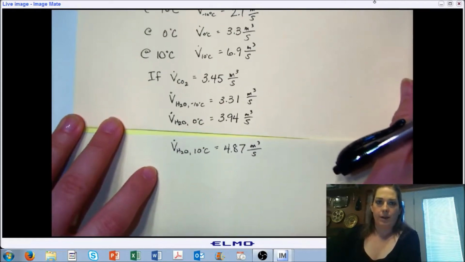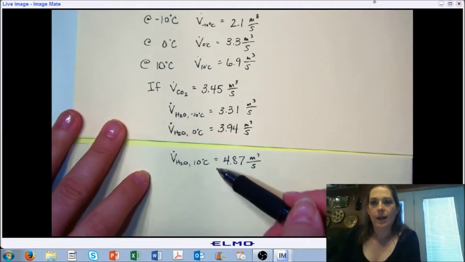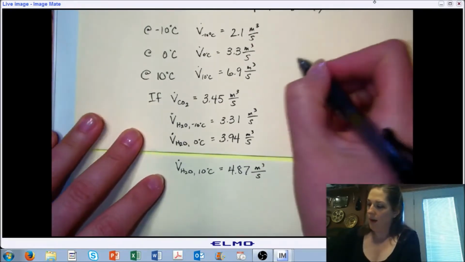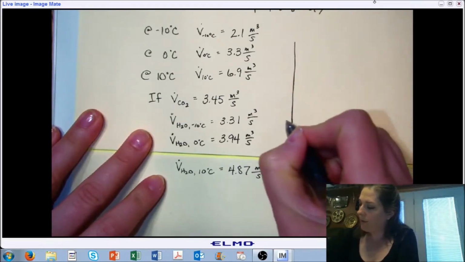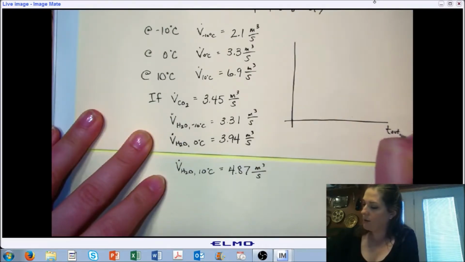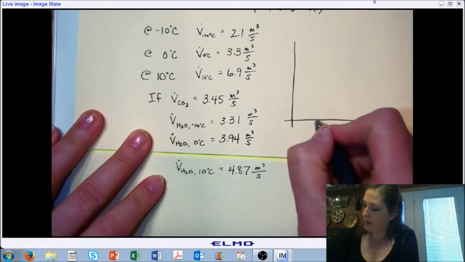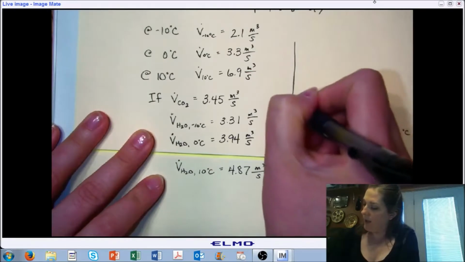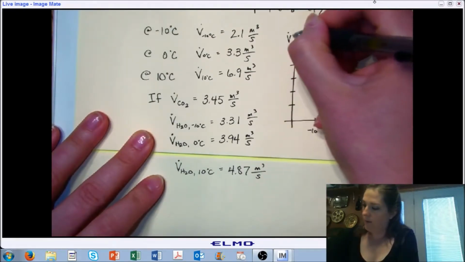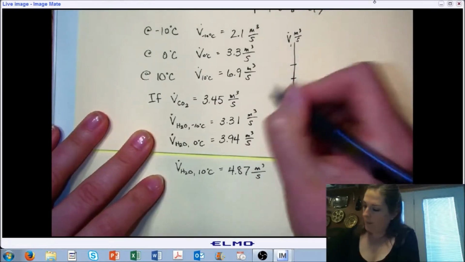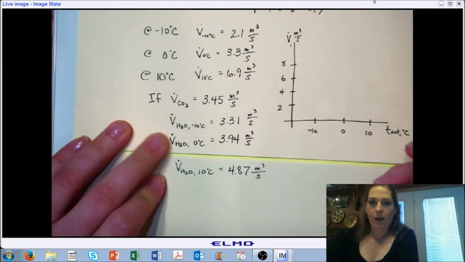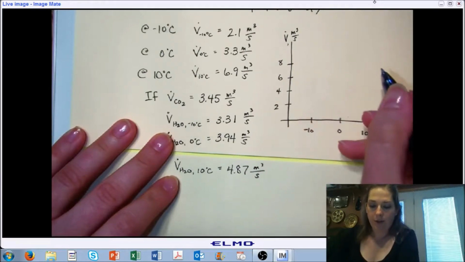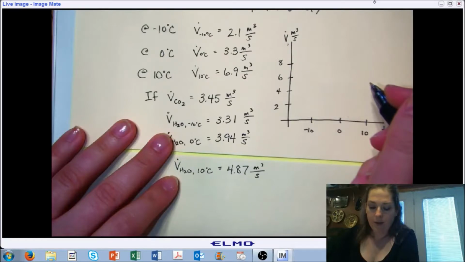So we have these various requirements for ventilation, and we need a way to tie them together to determine which ventilation rate we're actually going to choose for our given scenario. All right, so we're going to create what's called a ventilation curve. On the x-axis, for our scenario, we're going to use outdoor temperature as our independent variable, with values at negative 10, 0, and 10. And on our y-axis, we have the ventilation rate that's required. All right, so the first curve that I'm going to draw is the ventilation rate for CO2.